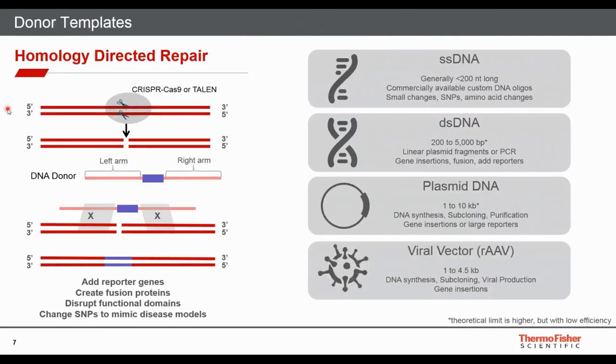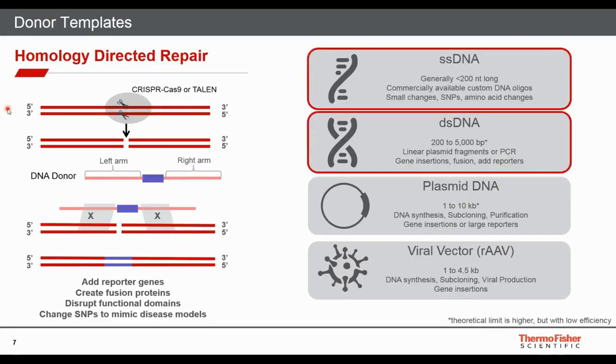And then the last would be a viral vector, and we're seeing more scientists using AAV viruses to accomplish their knock-ins. These are generally for insertions from 1 to 4.5 kb, and these are produced by doing DNA synthesis, subcloning into viral vectors, and going through a viral production process. And these are generally done for larger gene insertions. And these have gained advantage for some applications due to the fact that the virus can transduce the cells and therefore serve as their own delivery vehicle. For our presentation today, most of the R&D work that we've done has been focusing on these single-stranded and double-stranded DNA donor types.